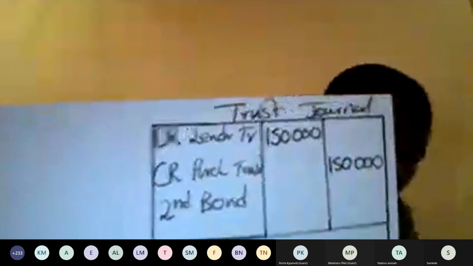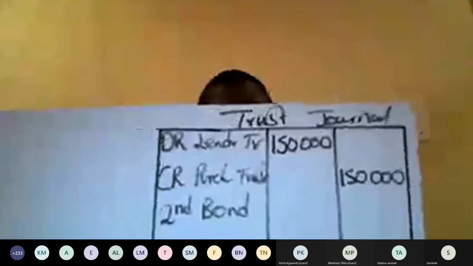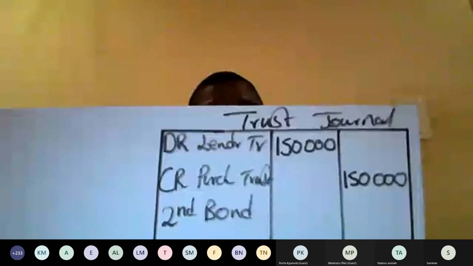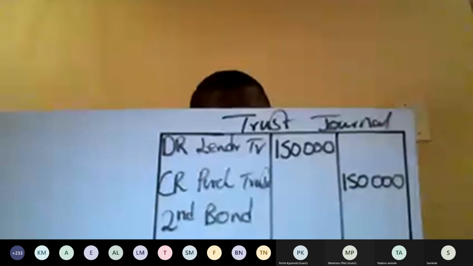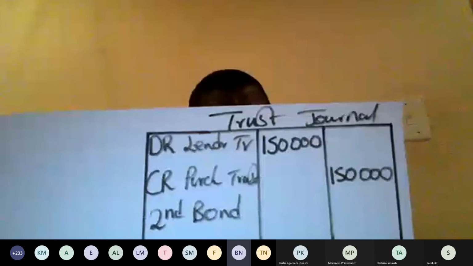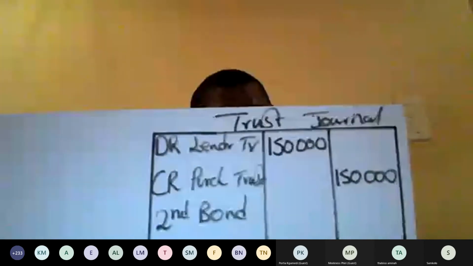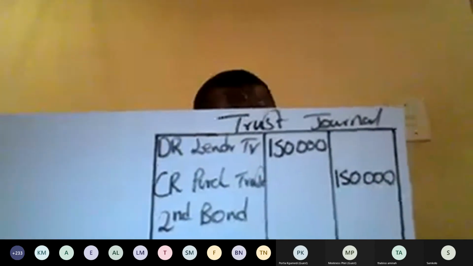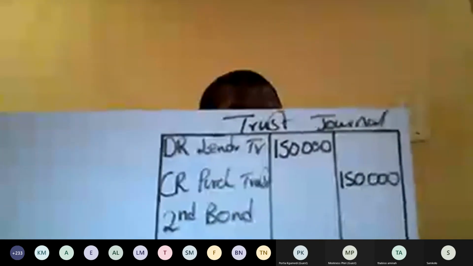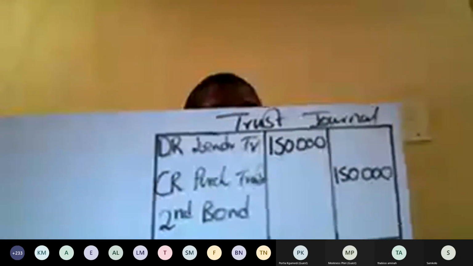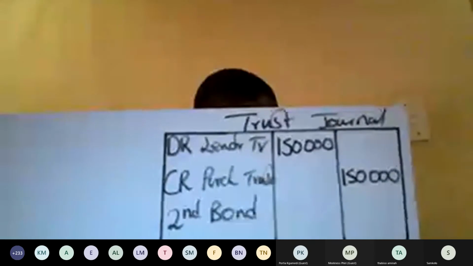Now, how did that come about? I am saying we are at step number 3, where we are transferring the second bond. What's very important is that the value of the second bond is already in our trust. It is from that 200,000 rand that we had on behalf of the lender.